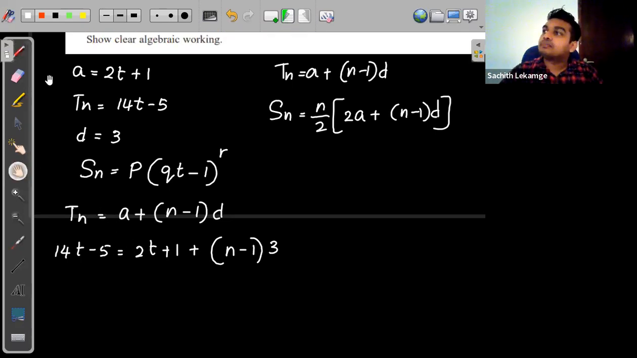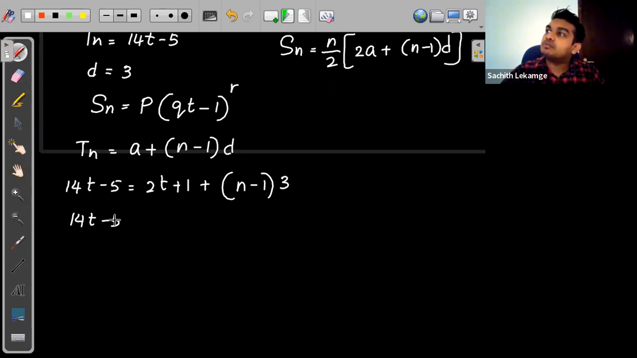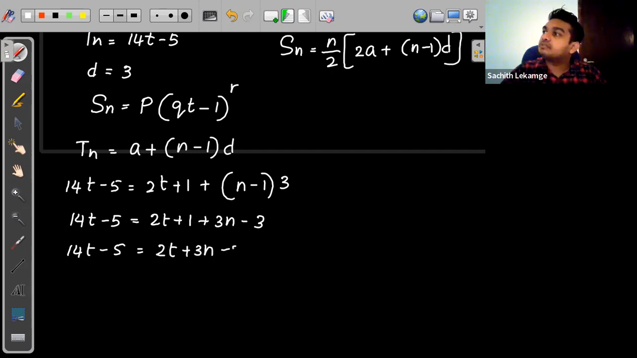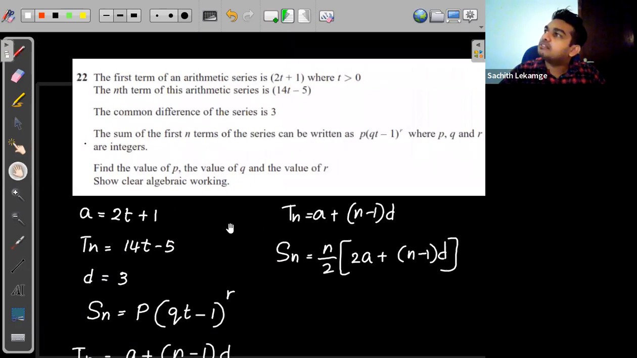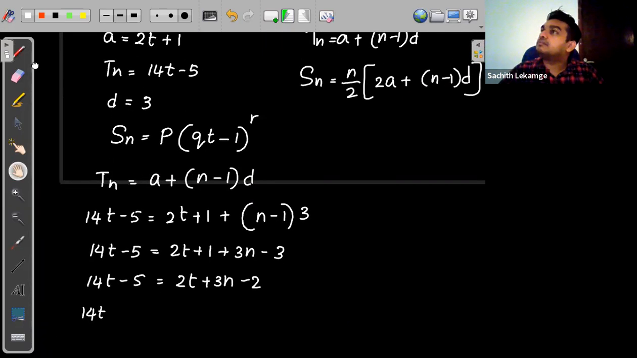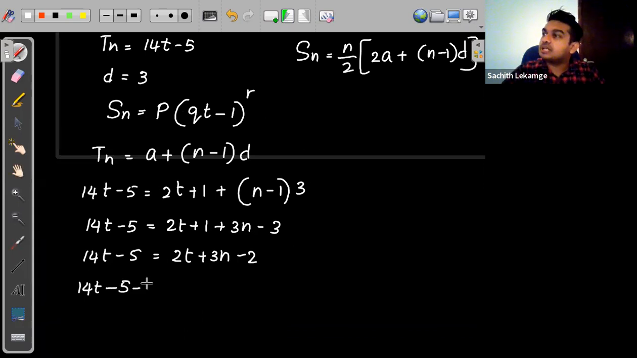Okay, so 14t minus 5 equals 2t plus 1 plus 3n minus 3. 14t minus 5 equals 2t plus 3n minus 2. I'm bringing everything to the other side except n. They want us to find the values of p, q and r. Then I'm getting 14t minus 5 minus 2t plus 2 equals 3n.